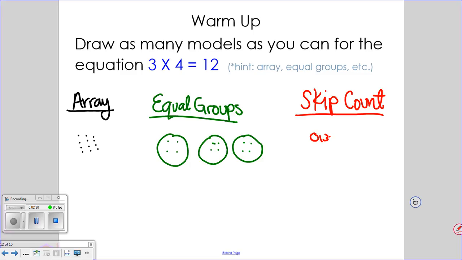So it's 0, 3, 6, 9, 12. Awesome. Very nicely done. Any other ways you can think of? I can think of at least one more. Ashlyn? Okay. That's going to look very similar to our skip count. Can you think of another one, Ashlyn?